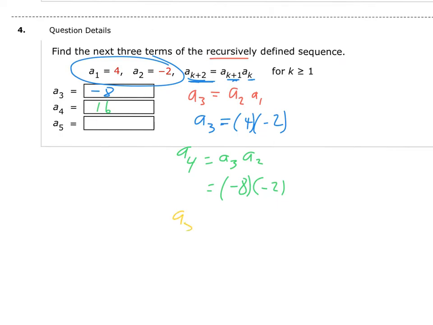And then lastly, when I want a sub 5, that is going to come out to a sub 4 times a sub 3, the previous 2 terms again multiplied together, so it's going to be 16 times negative 8. And let's see, what is that? That'd be negative 128.